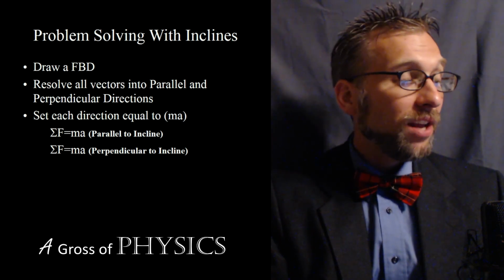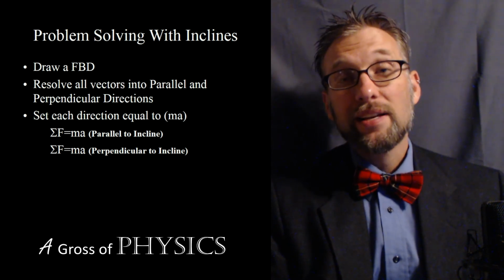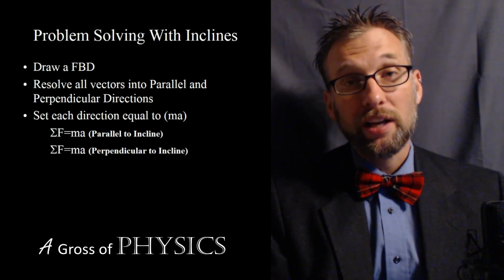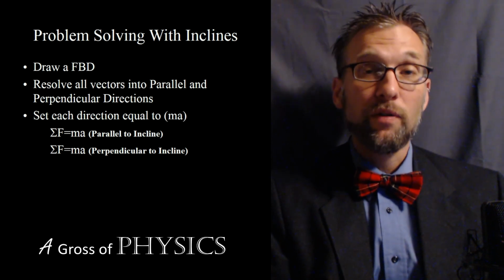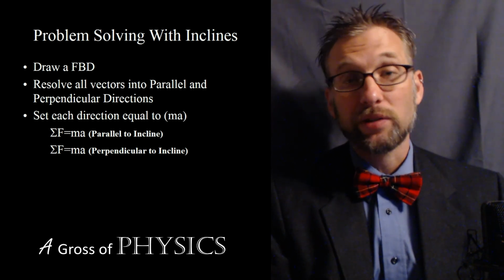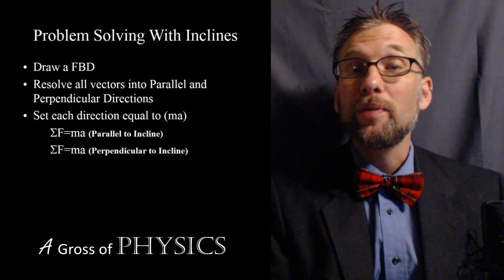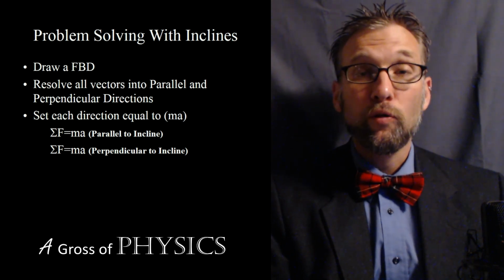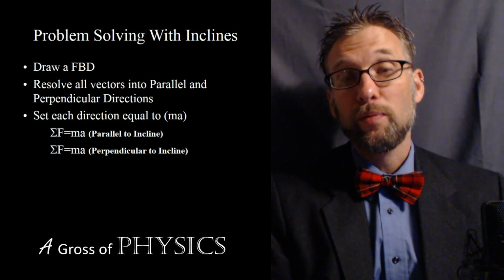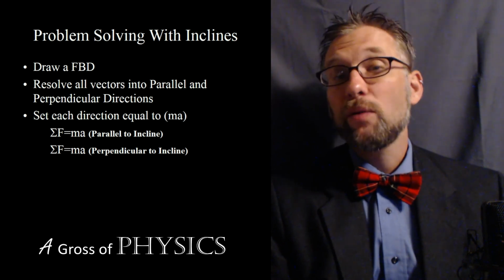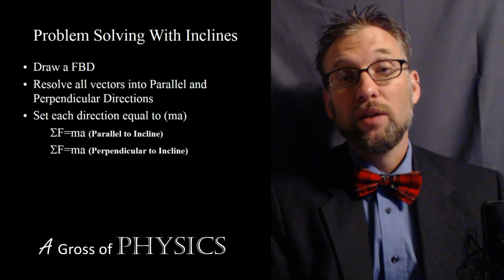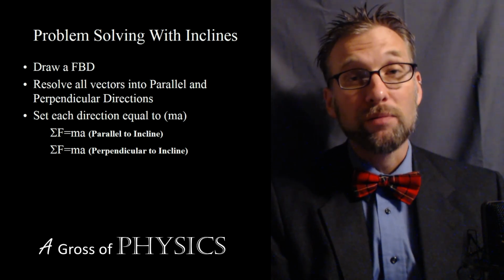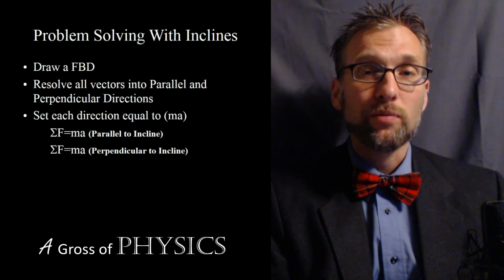Now, that being said, what we're then going to do is look at all the forces along the incline and say that that's the parallel direction. So we're going to sum the forces in the parallel direction and set it equal to ma. Then we're going to look at the perpendicular direction, sum all the forces equal to ma in the perpendicular direction. So once again, we'll have two equations. We could solve up to two unknowns, and we can solve fairly complex problems. And what we'll do is some sample problems with that.